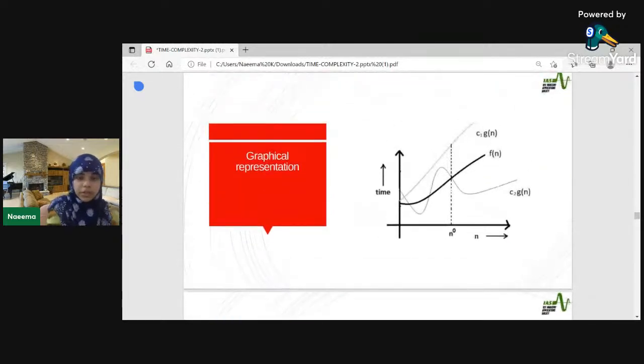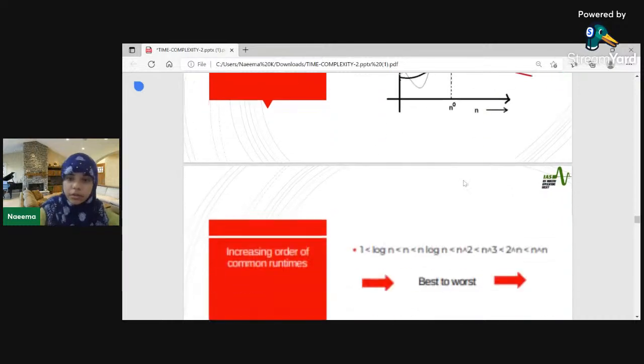Here's a graphical representation of big theta. We see that f(n) is sandwiched between c1·g(n) and c2·g(n). This provides both the upper bound and the lower bound, which is why big theta gives a good picture of the time complexity of an algorithm. Big theta gives a better picture than big O and big omega, and that's why using big theta is preferred.